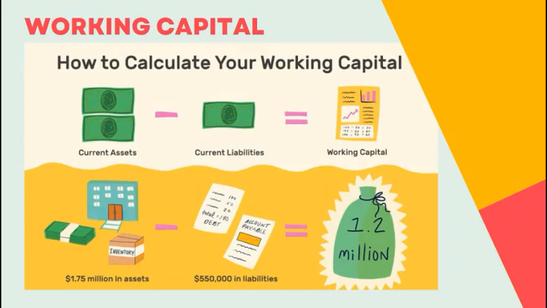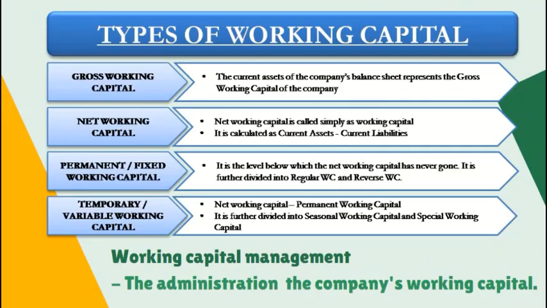Now, how to get the working capital? So like what I said earlier, we need to deduct all the current liabilities that we have from our current assets. So for example, we have a total of $1.75 million in assets and we have liabilities of $550,000. So we just need to subtract it and we will get $1.2 million, and that will be our working capital.